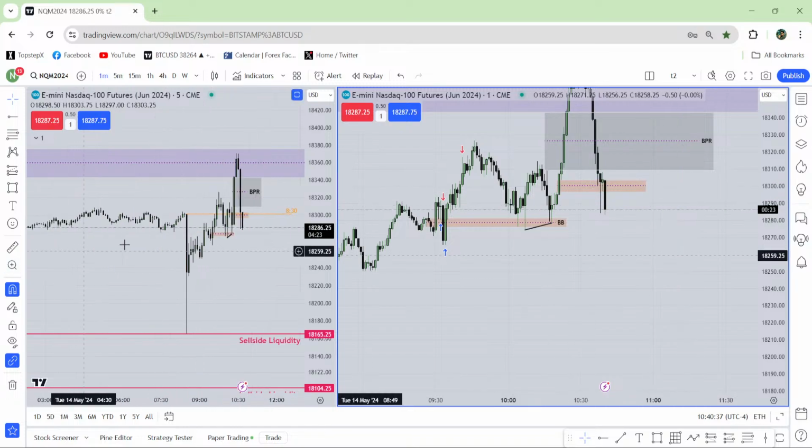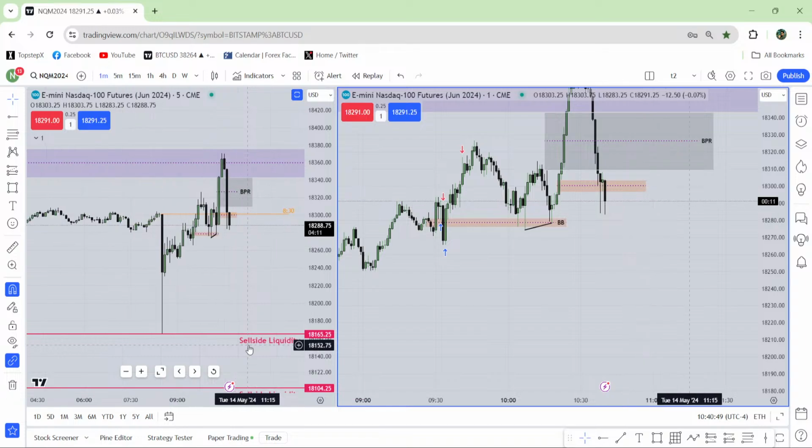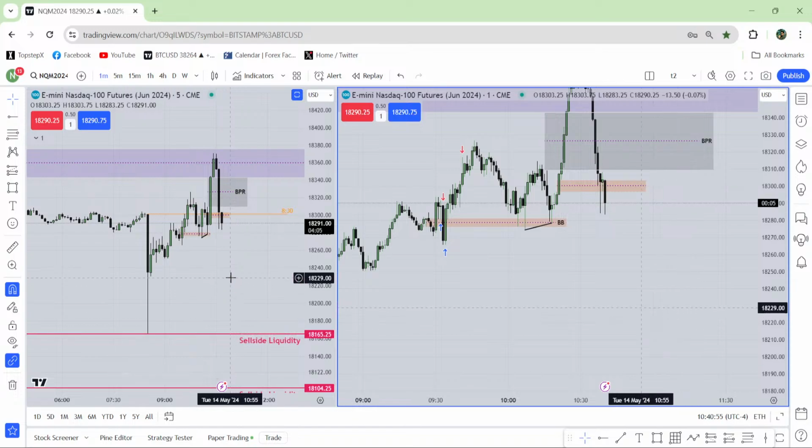Market has taken the buy side liquidity, market has taken the sell side liquidity. Now I have the sell side liquidity left, but I really don't want to see that market will take that sell side liquidity today. Can it do it? Absolutely it can do it. I'm not expecting that market will go for that sell side liquidity. I really don't want to see that.